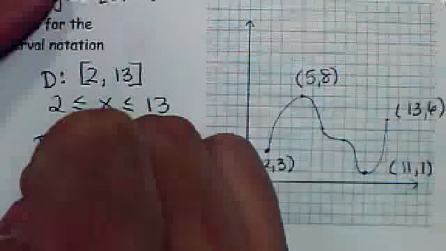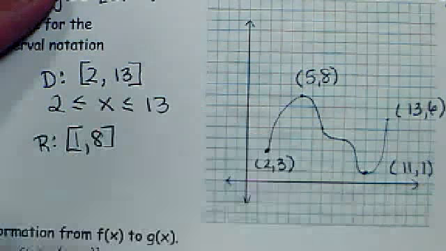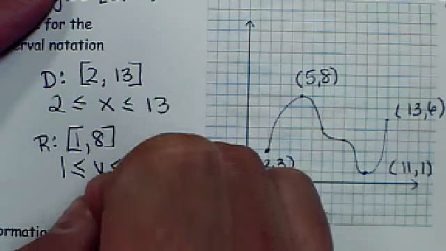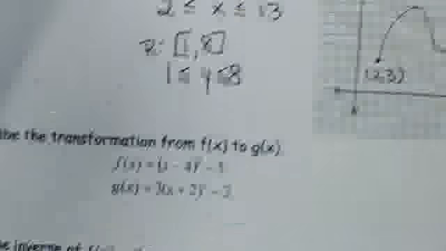And so the range would be 1 to 8 with brackets around both, or 1 is less than or equal to y, less than or equal to 8. And that's it.